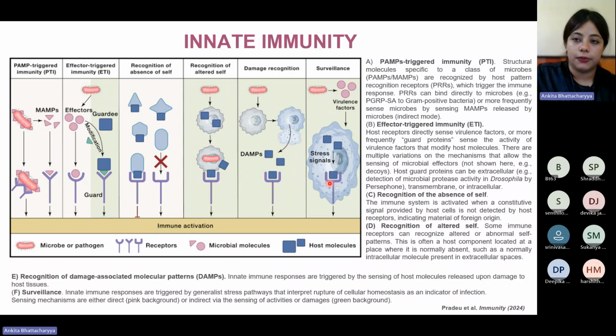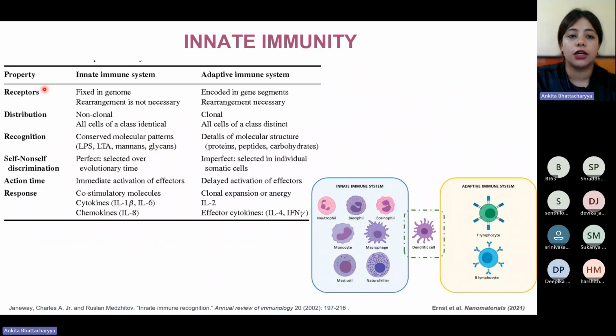So keeping this in mind, what we now look at are the different comparisons between innate and adaptive immune system. So what you see here are the different properties. It has been classified based on properties. The innate immune system has receptors that are already pre-programmed. There is no change occurring there. No rearrangement is required. However, when we talk about the adaptive immune system, which we'll get into in much detail, gene segment rearrangement is a very, very crucial part of it.